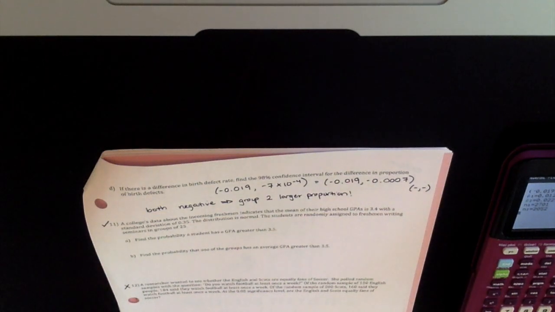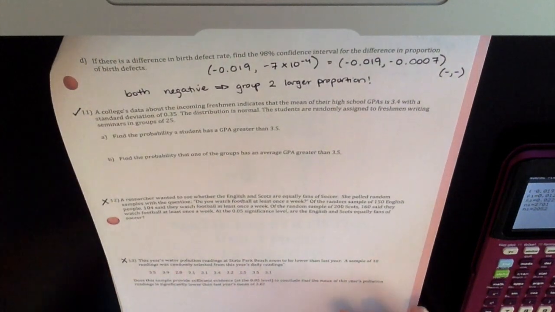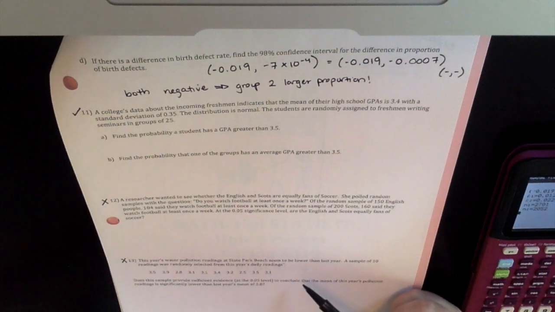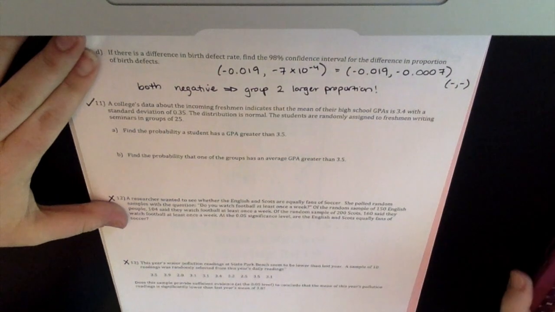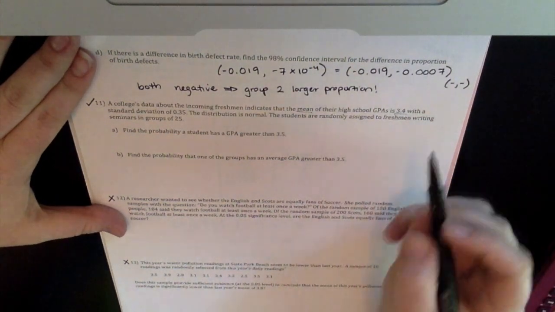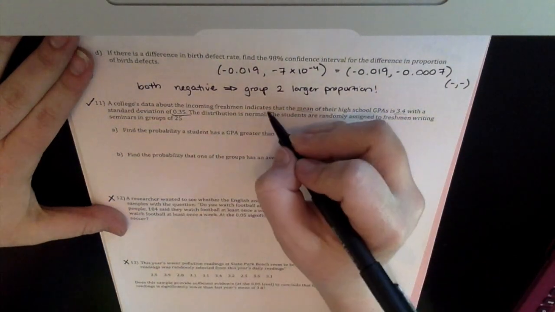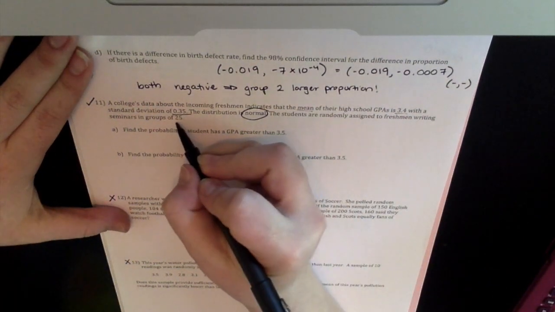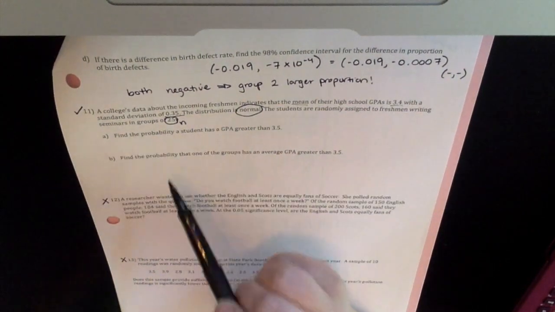Okay, I'm going to do number 11, and then I'm going to skip 12 and 13 because we've either done one very similar already in this video or it's in the mixed up examples, right? So number 11: a college's data about incoming freshmen indicates they have a mean high school GPA of 3.4 and a standard deviation of 0.35. The distribution is normal, okay? They're randomly assigned to freshman writing seminars of 25 people, that's n. Now we're looking to find probabilities.